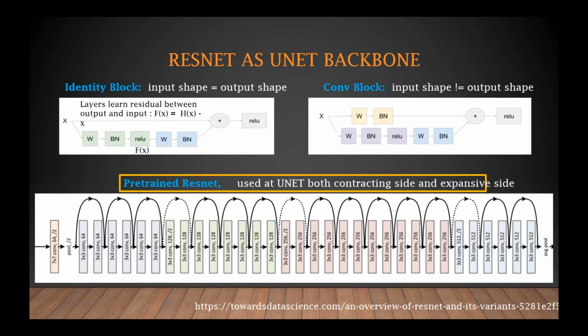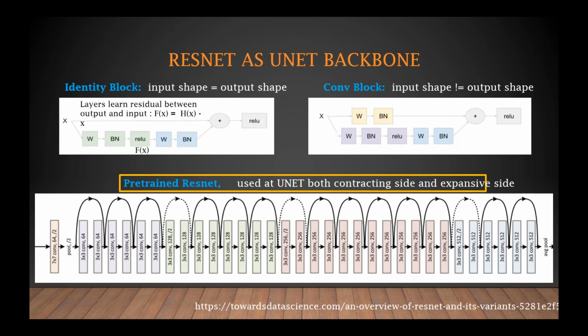When the input dimension is the same as the output dimension, it can be directly connected. That's called an identity block. When the sizes are not equal, for example, x is 9 by 9 and the output is 3 by 3, then we need to add a convolutional filter to reshape the input and bring it down to the same size as the output. That is called a convolutional res block.